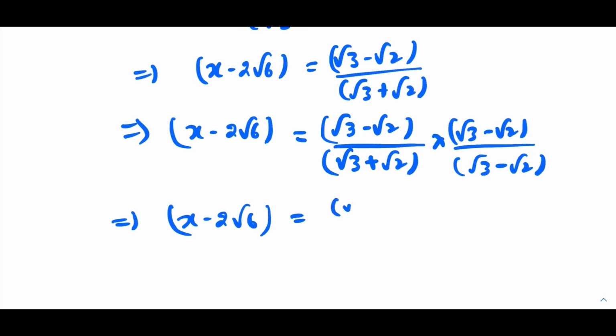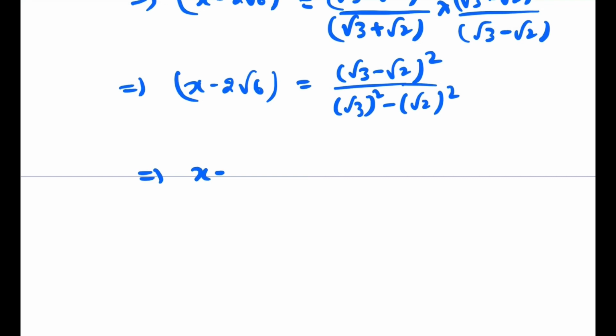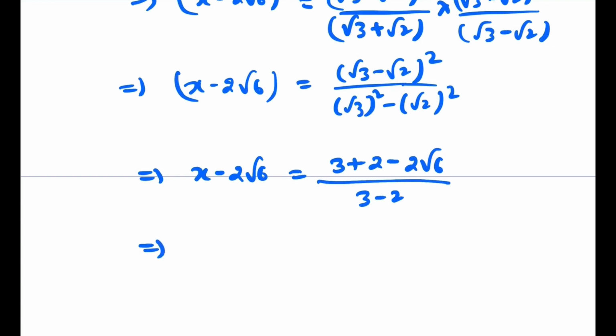So x minus 2 root 6 equals root 3 minus root 2 whole square upon root 3 whole square minus root 2 whole square. And this implies x minus 2 root 6 equals 3 plus 2 minus 2 root 6 upon 3 minus 2. This implies x minus 2 root 6 equals 5 minus 2 root 6 upon 1.